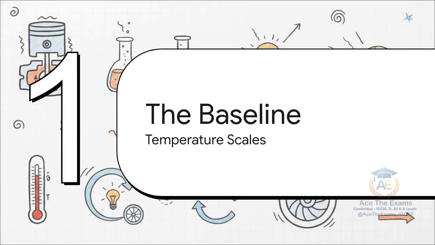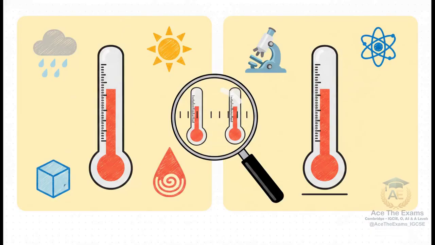All right, section 1, the baseline. Let's get our temperature scales sorted out. So, before we can do any actual math, before we calculate a single joule of energy or heat transfer, we absolutely must be speaking the same language when it comes to temperature. If our starting metrics are off, the whole calculation basically crumbles.